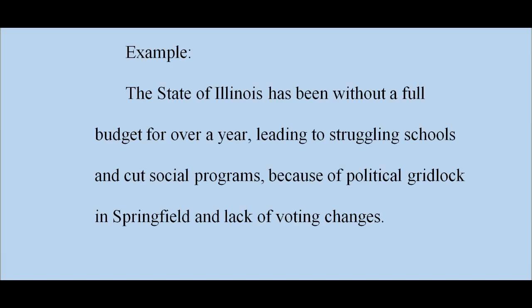The state of Illinois has been without a full budget for over a year, leading to struggling schools and cut social programs because of political gridlock in Springfield and lack of voting changes. So I have my injustice, my unseen injustice, the fact that Illinois has been without a full budget. And I do mention a little bit about the problem itself, leading to struggling schools and cut social programs. Then the main focus is that causal analysis. That's my main point. Because of political gridlock in Springfield and lack of voting changes.